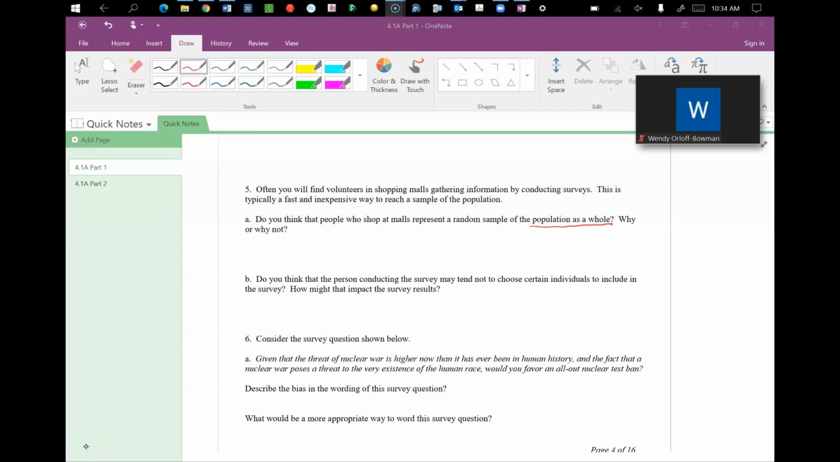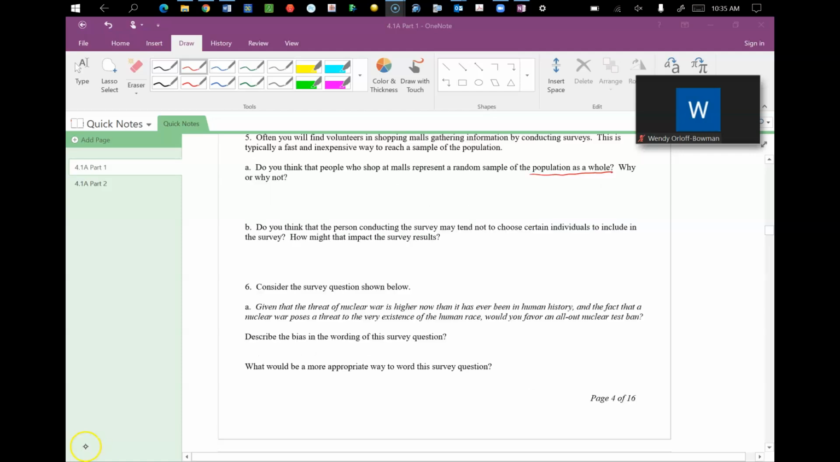In part B, it asks, do you think that the person conducting the survey may tend not to choose certain individuals to include in the survey? How might that impact the survey results? Well, I don't know about you, but sometimes I see people that I'm intimidated by. If I were the person out there doing the survey, I would avoid people that I'm intimidated by. So in that vein, I could be adding bias to the situation and therefore impacting the survey results.